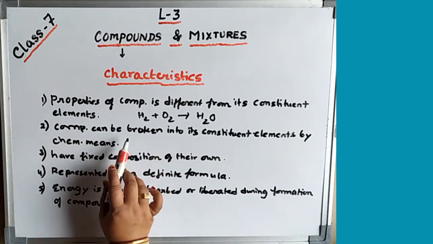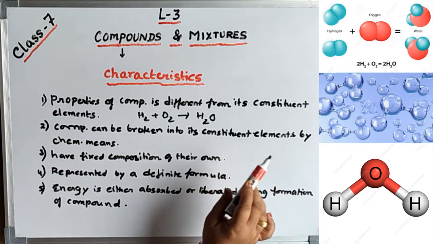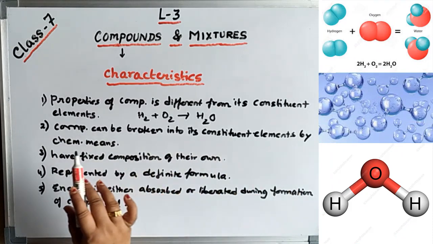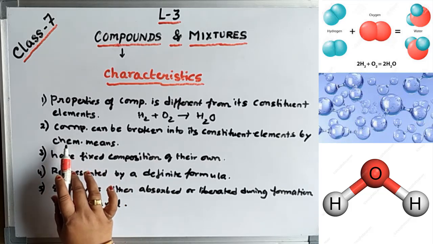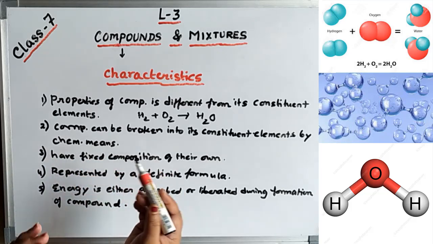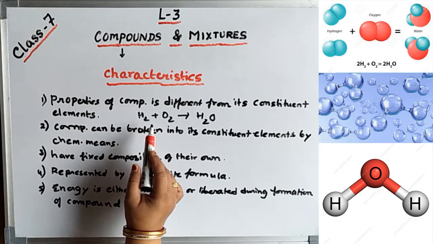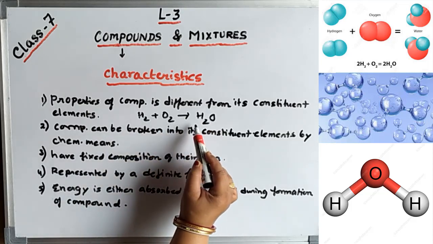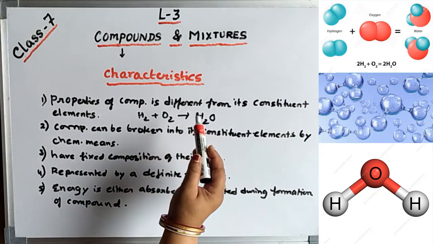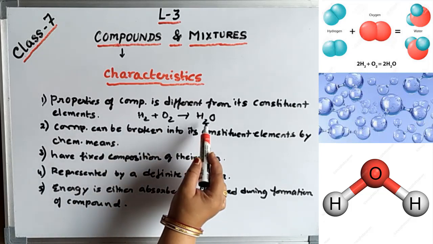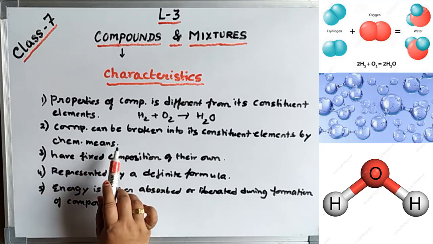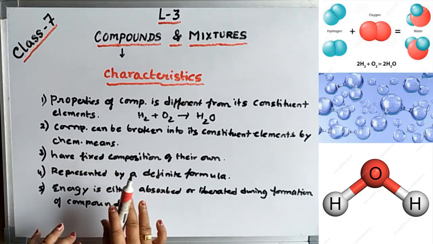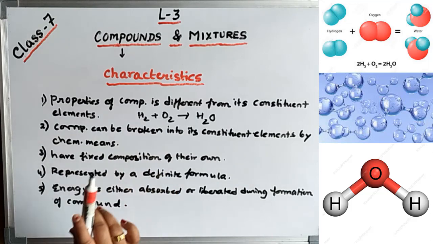Next, a compound can be broken into its constituent elements, but only by a chemical process. That means by a chemical process it can be broken down again into its respective elements. Water is a compound after formation. If you want to turn it back to the respective elements, it can be brought back, but only by a chemical process or chemical reaction. A physical process or mixing cannot bring it back to its constituent elements.